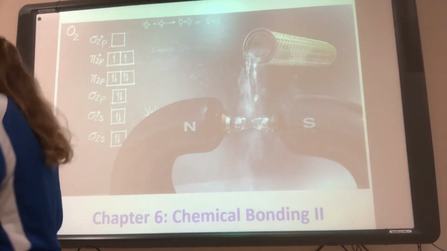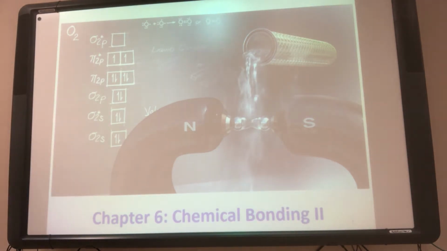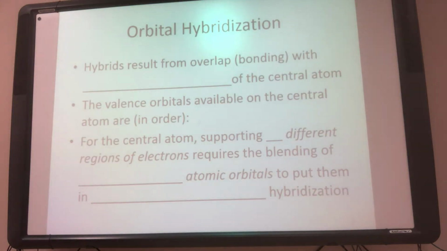All right, so now we're going to talk about chapter 6. If you're looking in the book, we're not covering all of chapter 6. We're only going to cover a little portion or section of chapter 6. So we're going to talk about those orbitals and what happens when those orbitals come together. So we're going to talk about orbital hybridization.